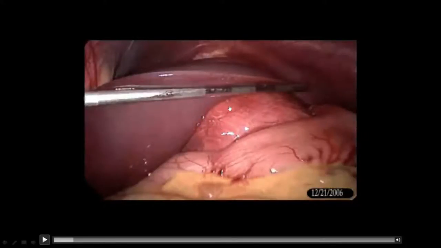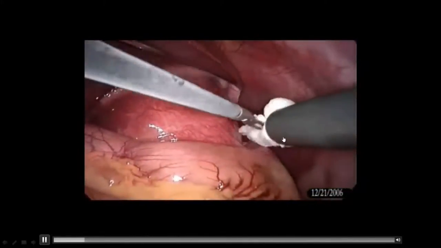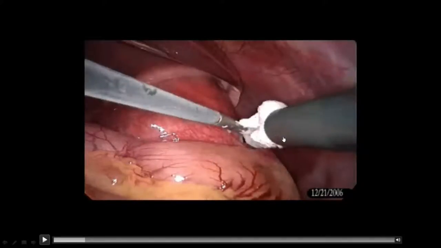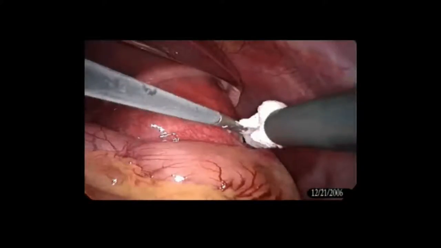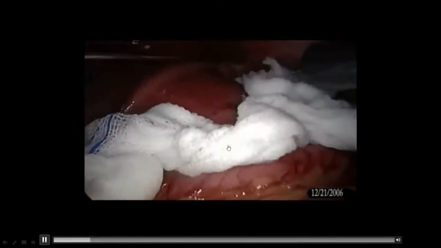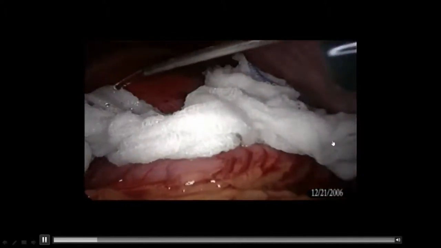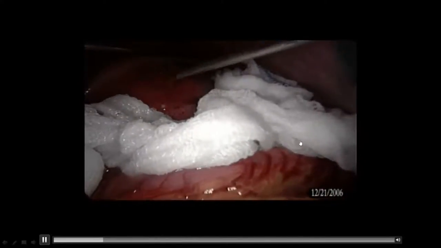Now, one instrument will retract the liver up, and then you will find the cyst. Before touching and before doing anything to the cyst, you should take a small sponge gauze and put a lot of hypertonic saline in the sponge, and put it all around the cyst. The idea is that if any fluid is spilled, then this hypertonic saline will kill it. That is a boundary for protection.